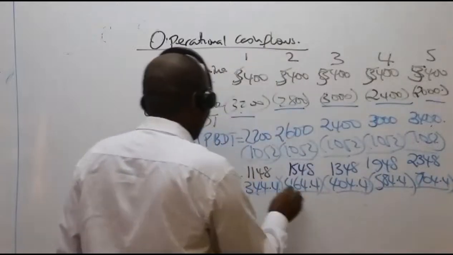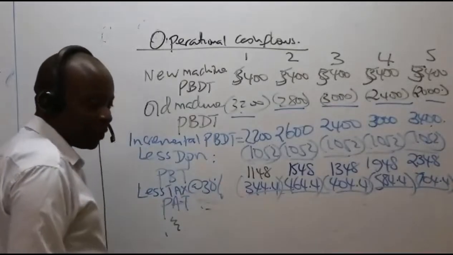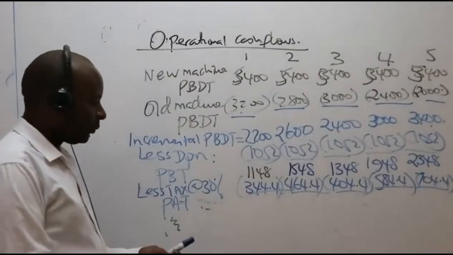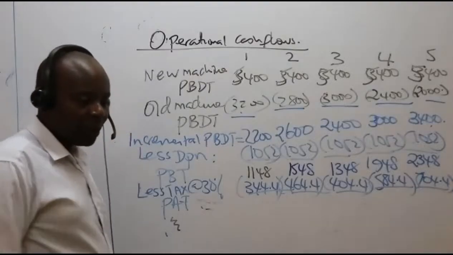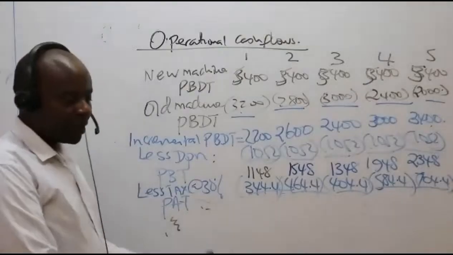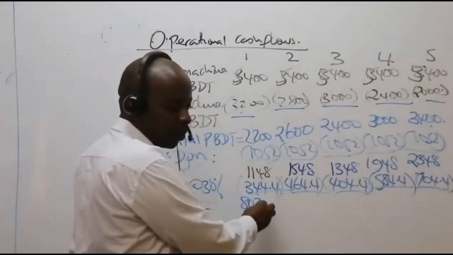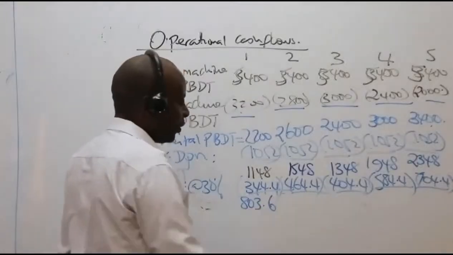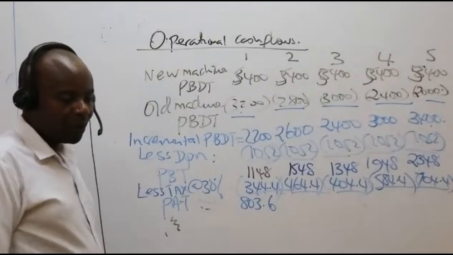When you subtract like that, now you should be able to give us what we call profit after what year? Profit after taxation. Now you should be able to give us profit after taxation. So this one here I'm told is 803.6. Thank you very much. Go to the second one.